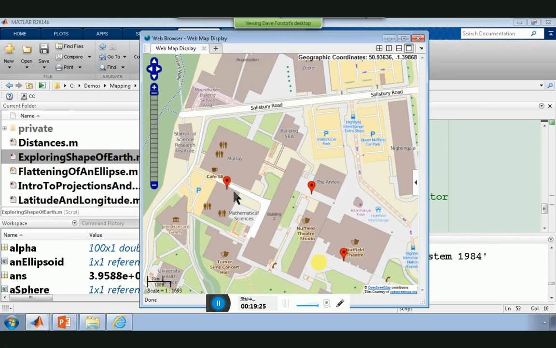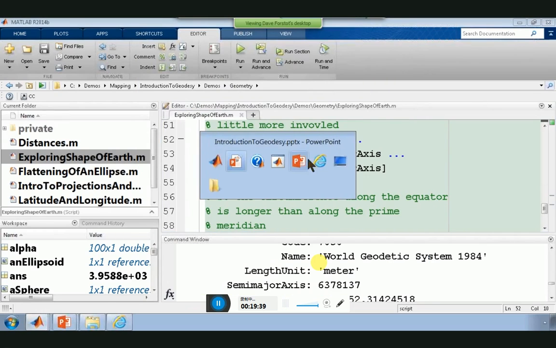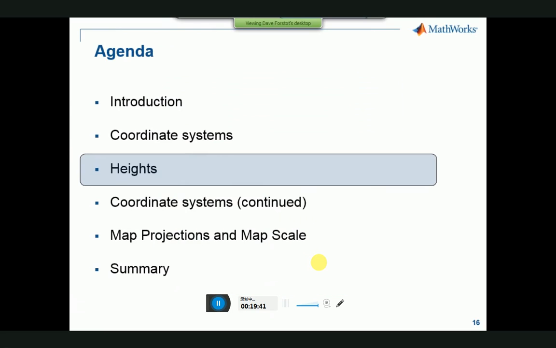Now, the point is that latitude and longitude is not sufficient. It's necessary but not sufficient to define our position accurately. So that covered latitude and longitude. I'll buy it briefly. What about height or elevation?